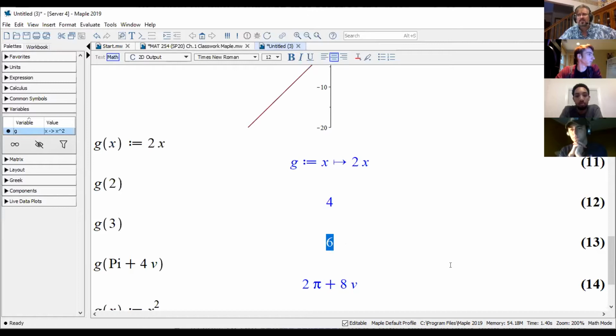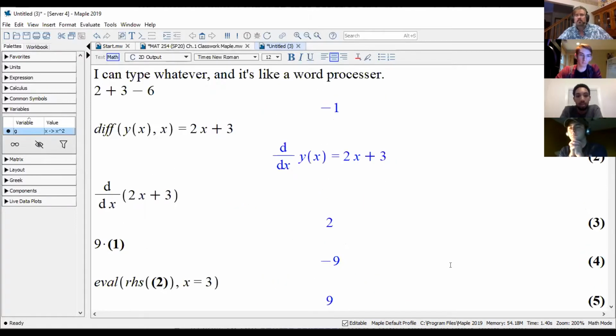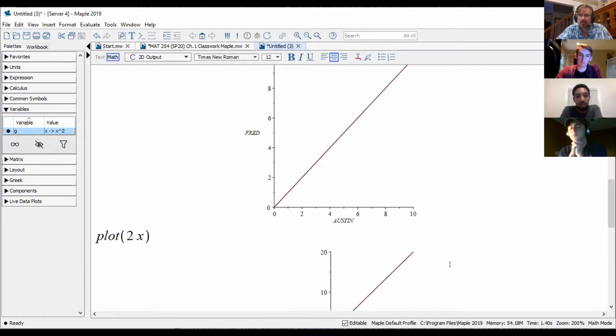At this point, I want you to be comfortable with plotting, playing around with plotting, evaluating things, plugging things in, doing derivatives, doing integrals. And so I want you to play around with Maple and get used to it.